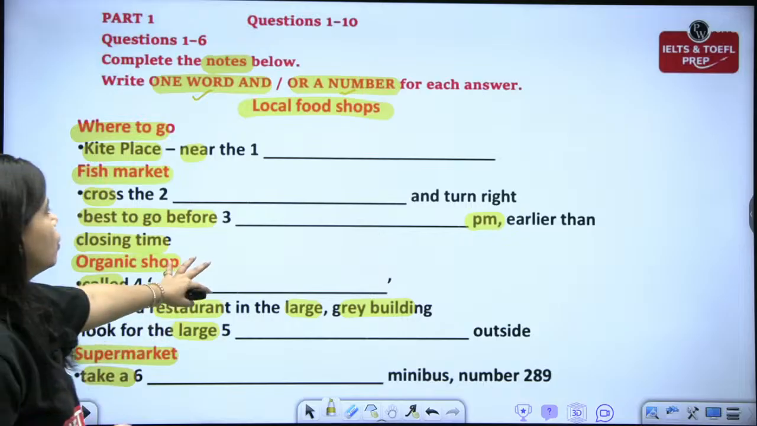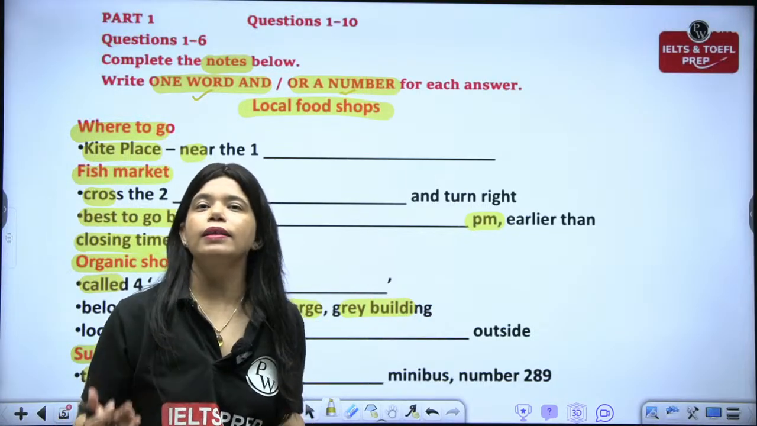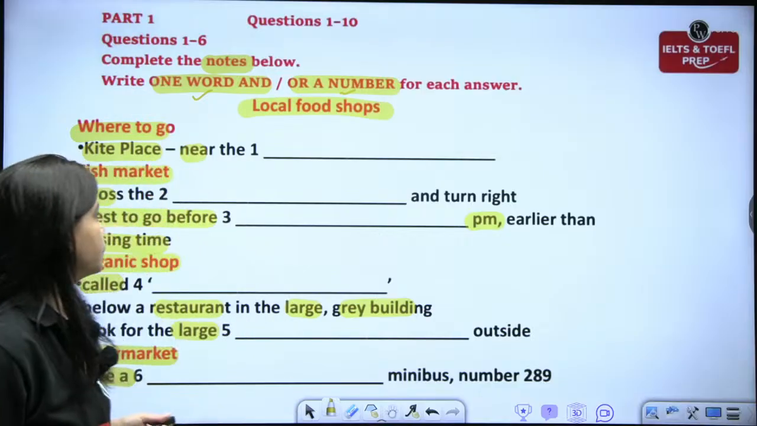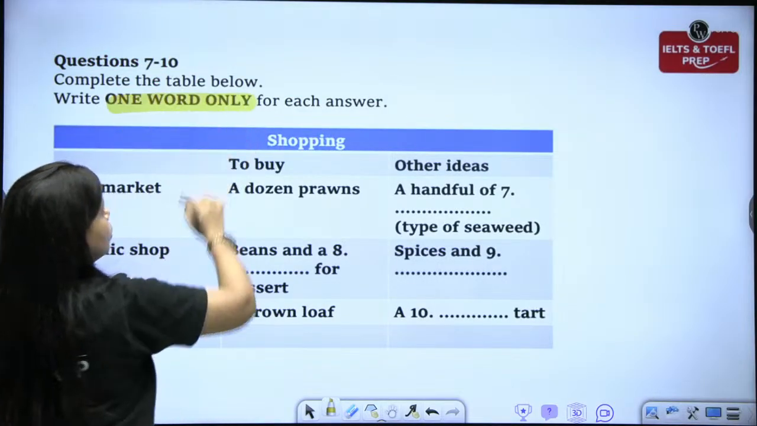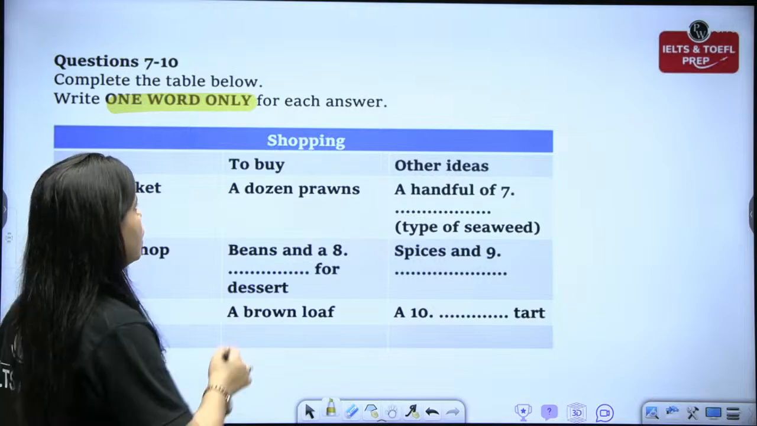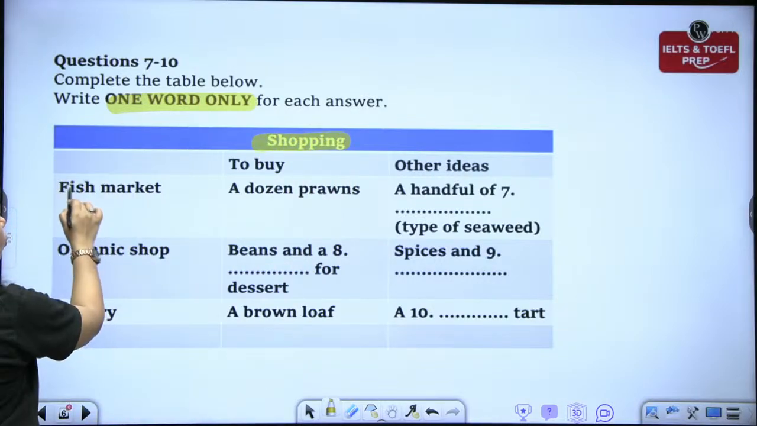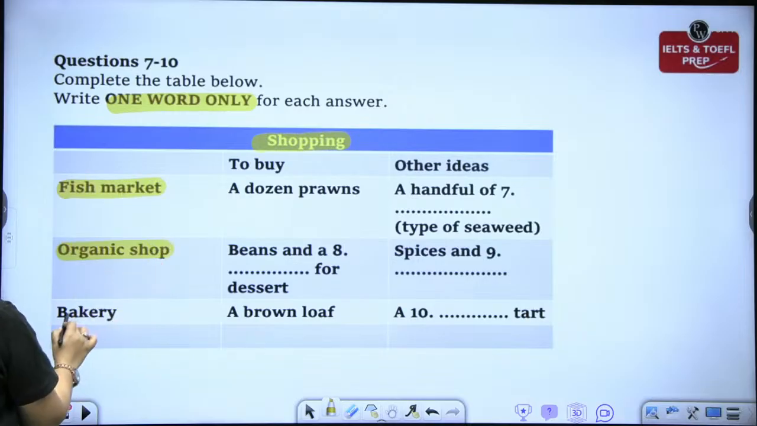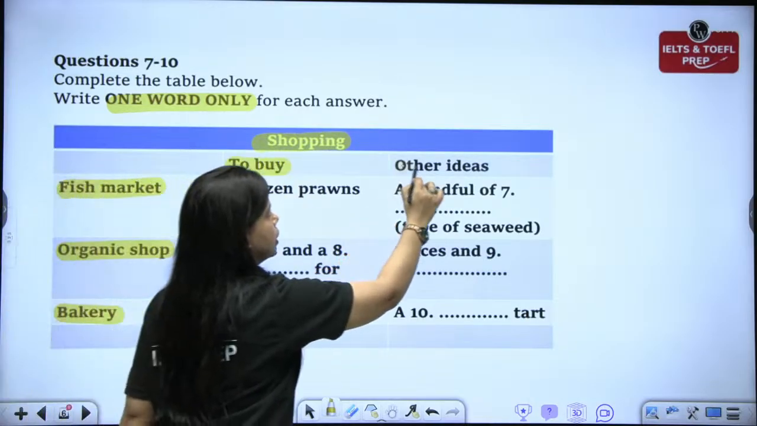So this is your notes completion. Notes completion question type ऐसा दिखता है. Now let's see the table completion. Here you go. Here also your word limit is one word only, no numbers allowed this time. And now they're going to talk about shopping. So let's highlight the keywords. They're going to talk about fish market, organic shop, bakery. So things to buy and some other ideas.